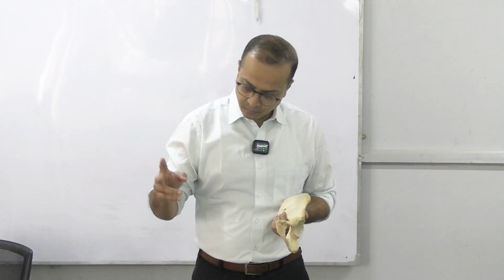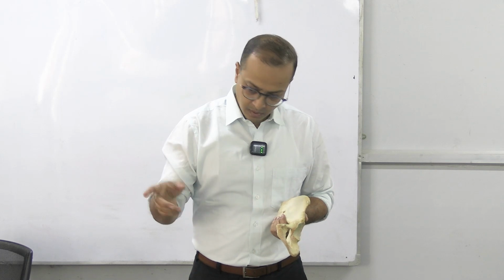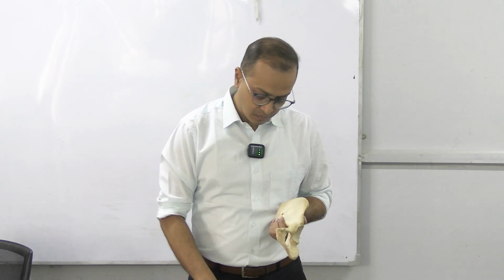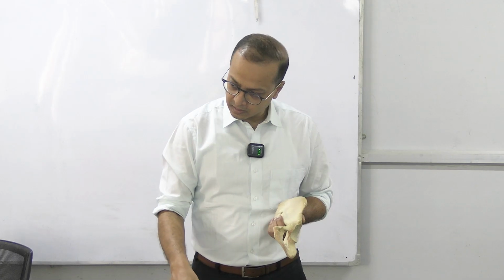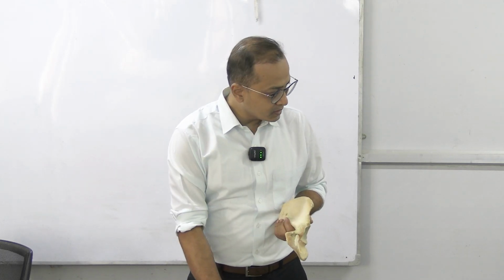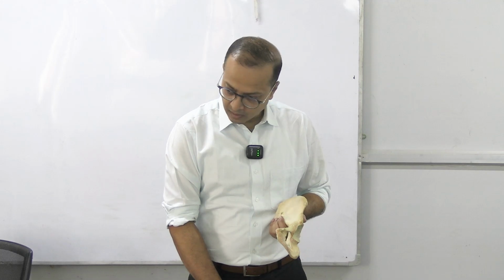There are two types of cartilaginous joint, one is primary, one is secondary. In the primary one, the cartilage fuses and becomes bone itself, just like the symphysis menti here. But in this one the cartilage remains present, and that makes this joint a secondary cartilaginous joint.